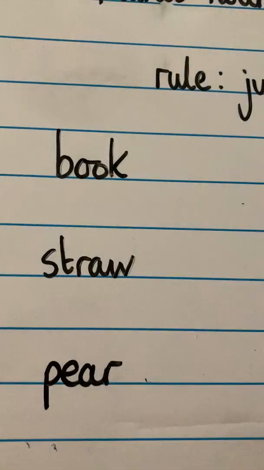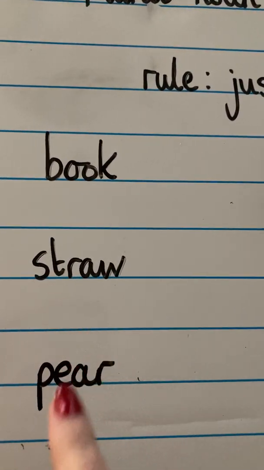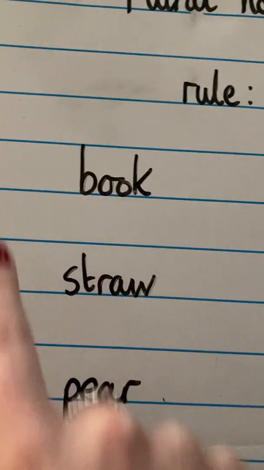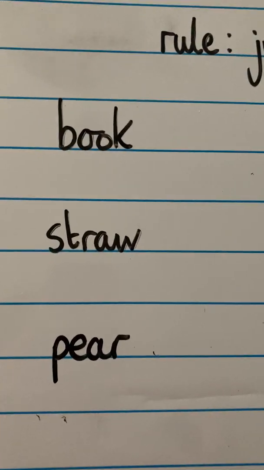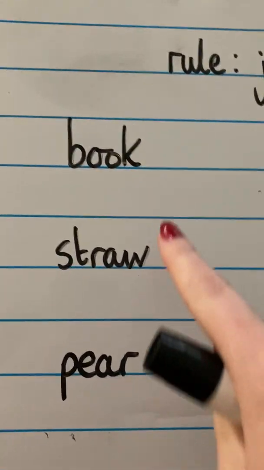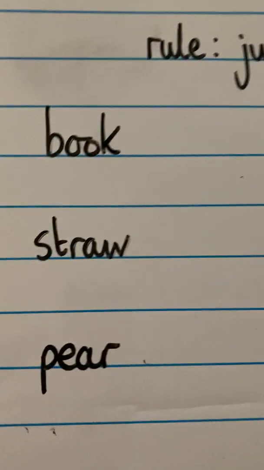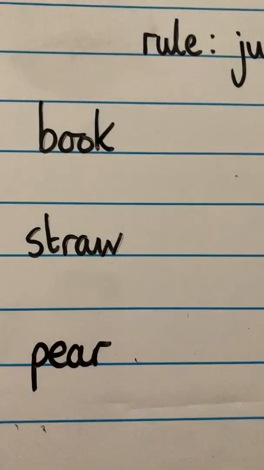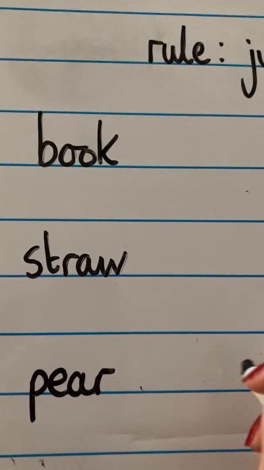Let's read them together. I've got the word book, straw, pear, pea and log. Now all of these words are what we call a singular noun because that means there's just one of them. So I have a book, a straw, a pear, a pea and a log. But I want to make them into plural. That means more than one. So I'm going to today just add S onto the end.